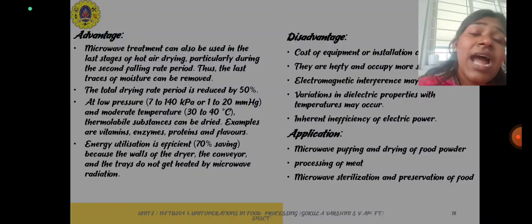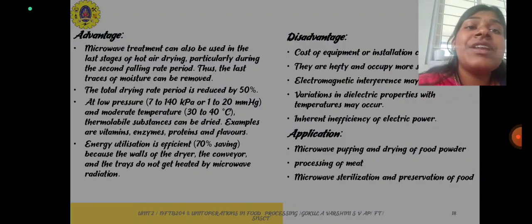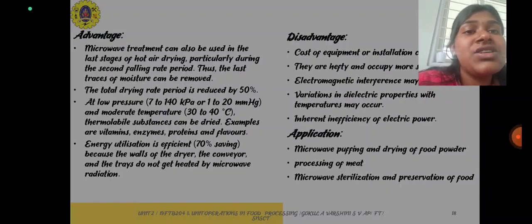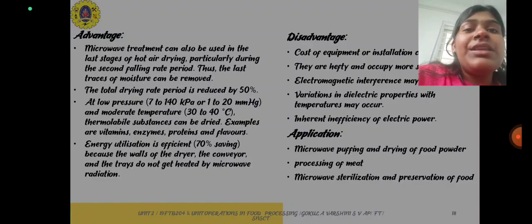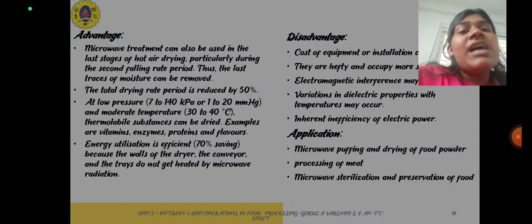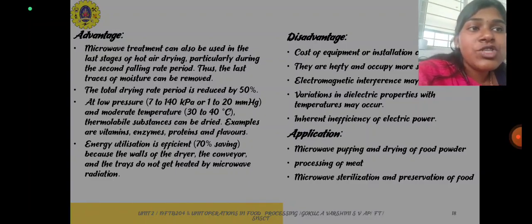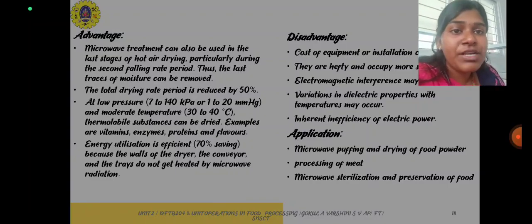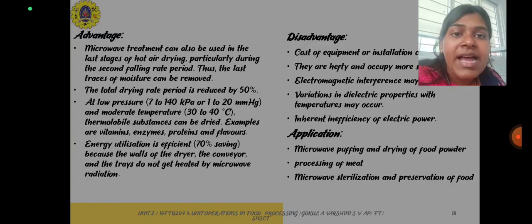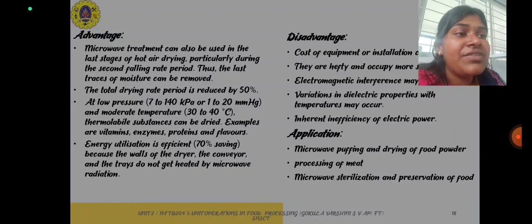So what are the advantages? Microwave treatment can also be used in the last stage of hot air drying, particularly during the second falling rate period. Thus the last traces of moisture can be removed, and the total drying time is reduced by 50%. At low pressure and moderate temperature, thermolabile substances can be dried, and energy utilization is very efficient.